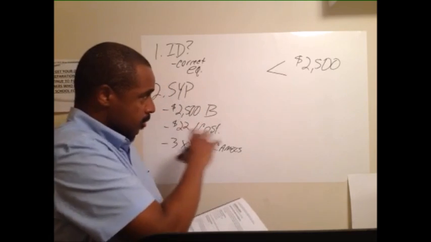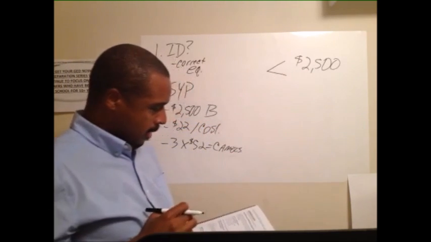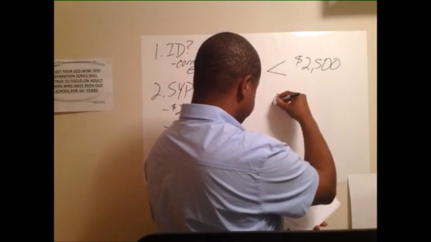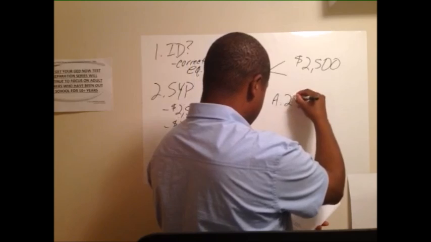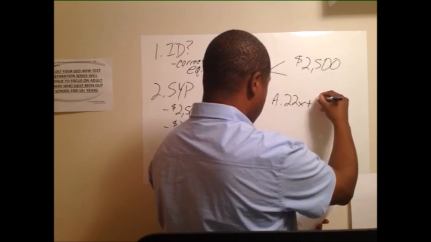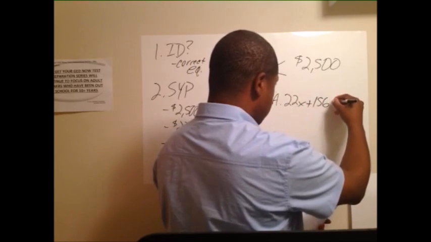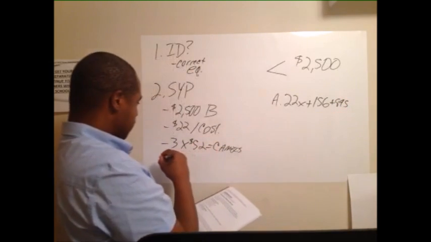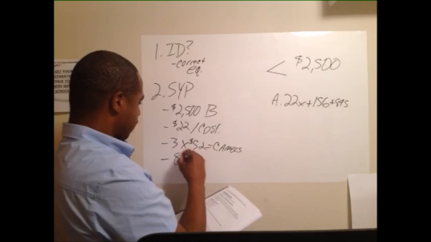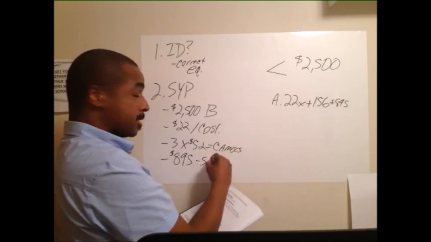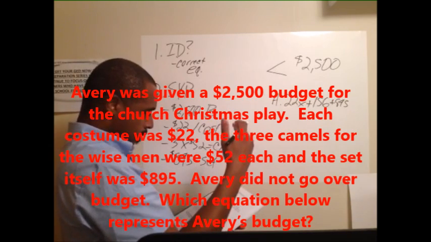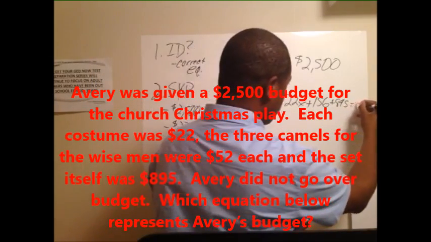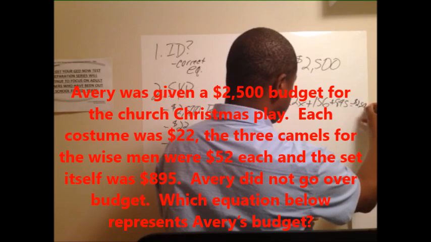Because all of these things are not going to equal up to that total budget. So the question is, which equation represents it? So we're going to see equation A: 22x plus 156 plus 895. Oops, I missed the one. The set was 895. See how important that is? So the set was 895, and so there's one equation, equal 2500.